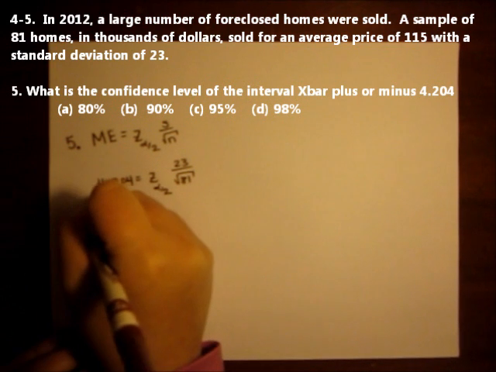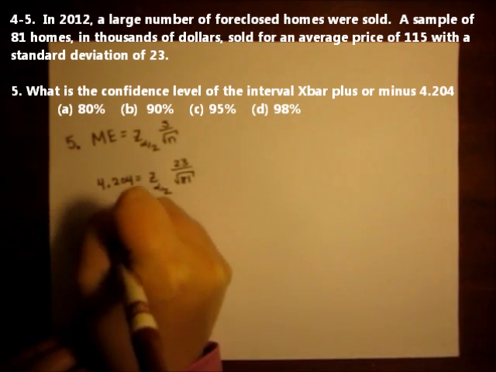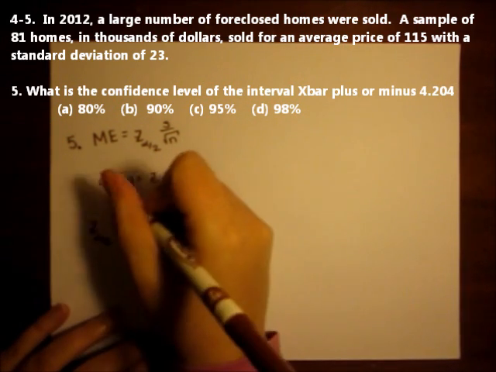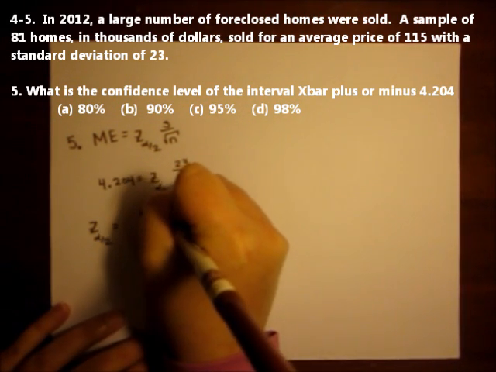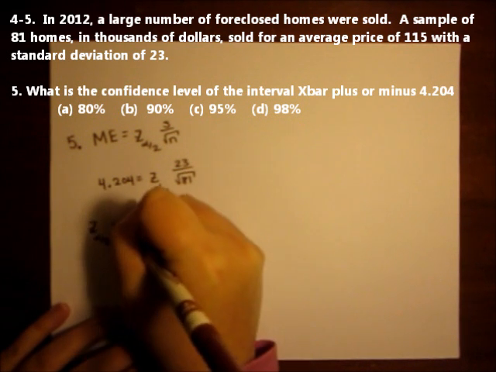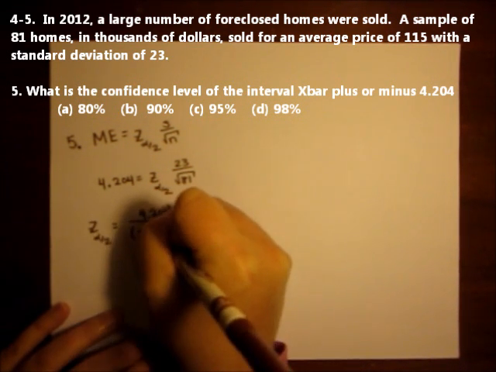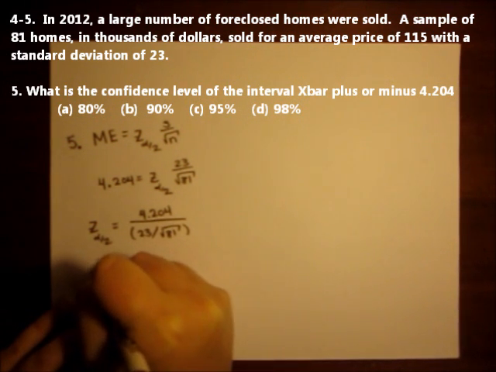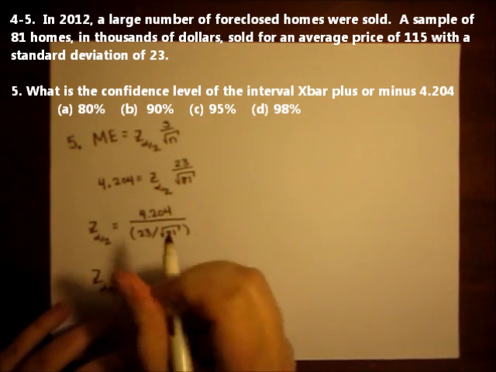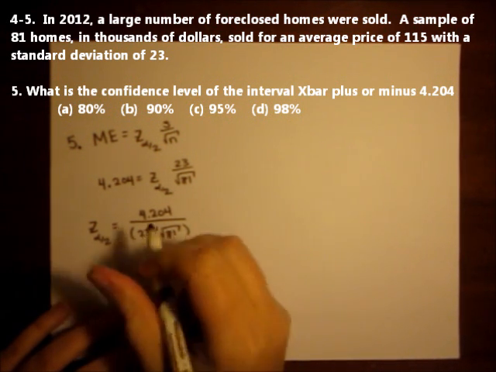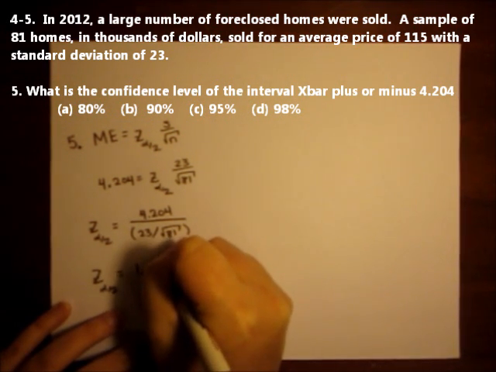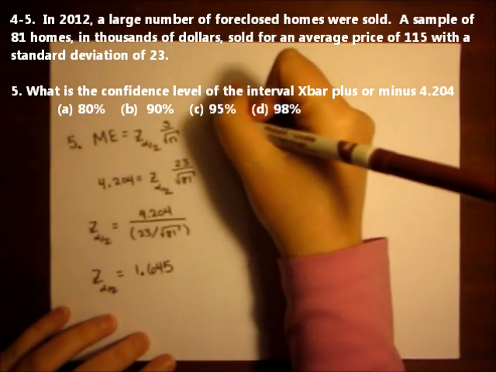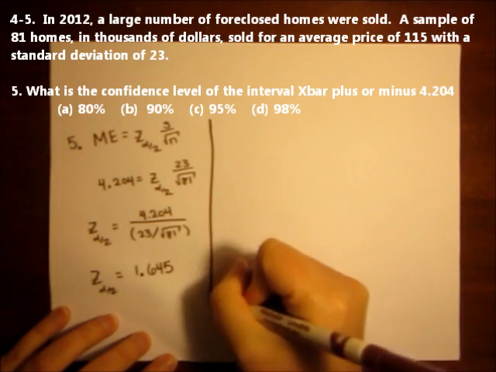So to solve for z alpha over 2, I just divide both sides by 23 divided by square root of 81. So 4.204 divided by 23 over the square root of 81. And be very careful with parentheses when you do this. And if I do this correctly, I get a 1.645.